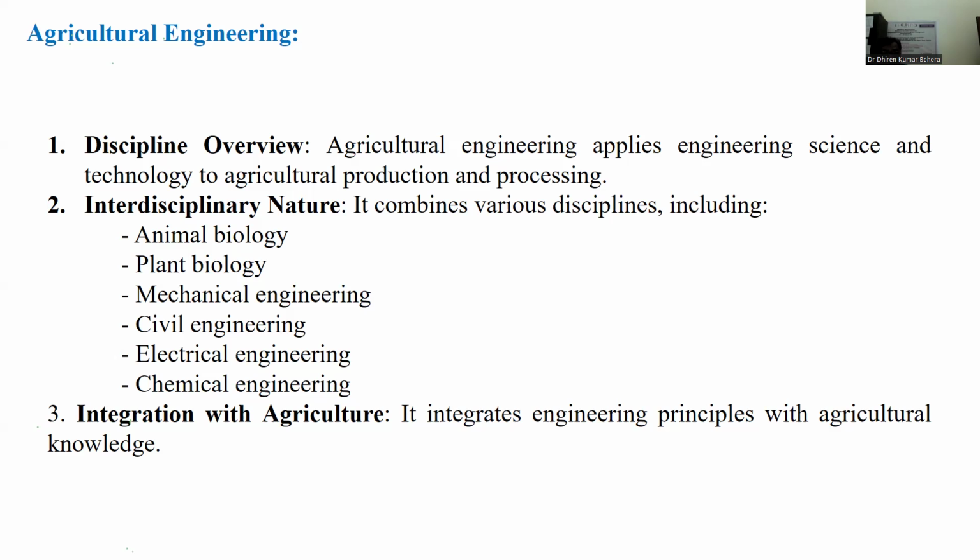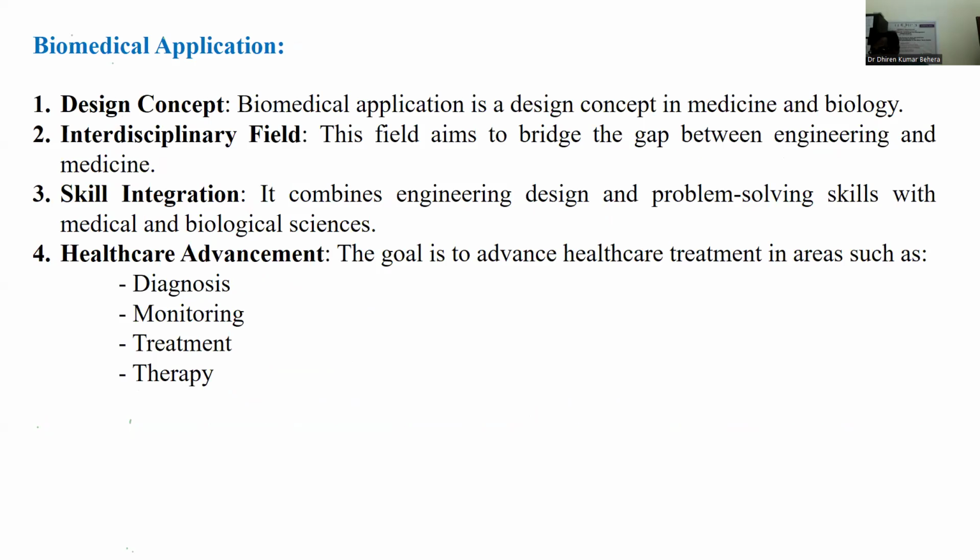Because of its interdisciplinary nature, it combines various disciplines, including animal biology, plant biology, mechanical engineering, civil engineering, electrical engineering, chemical engineering. Then you will come to integration with agriculture. It integrates engineering principles with agricultural knowledge. Some basic knowledge of agriculture is required.